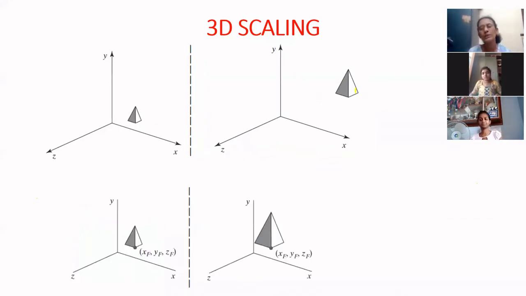But that is not always what we want. We want to only enlarge the object keeping some point fixed. For example, say this is the fixed point that I have. I want to enlarge this object keeping this point fixed. That is, after enlarging, the coordinate corresponding to this point should remain in the same place, Xf, Yf, Zf. How do we achieve this?